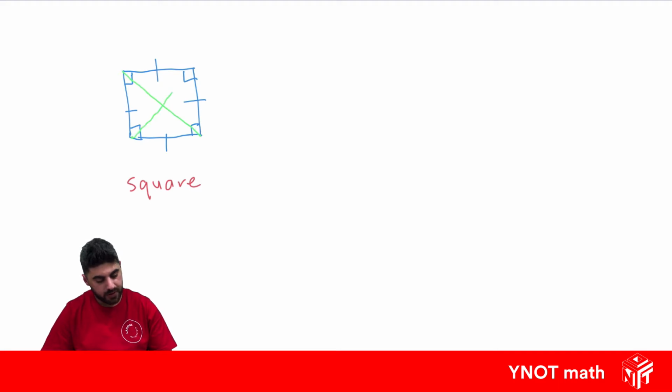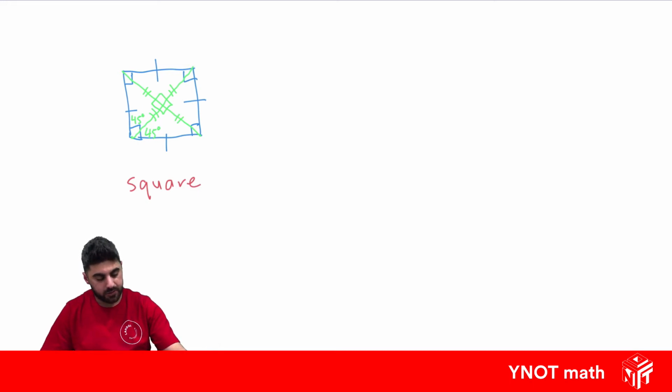diagonals bisect the interior angles, and that means they cut them exactly in half. So if this is 90 degrees, cutting them in half means that they're 45 degrees each. Diagonals also bisect each other, which means that they're equal. Diagonals also bisect at right angles. So there's all right angles in the middle there.